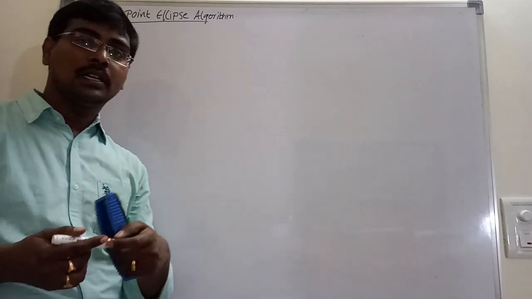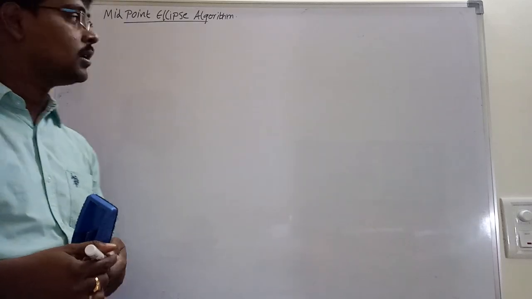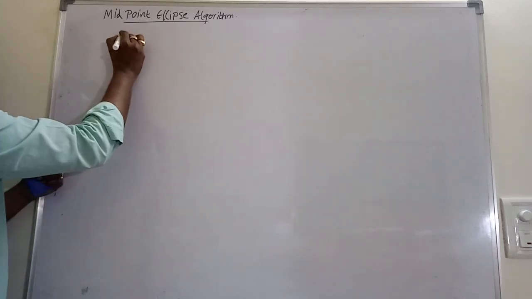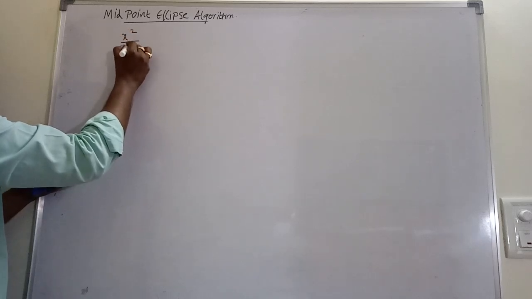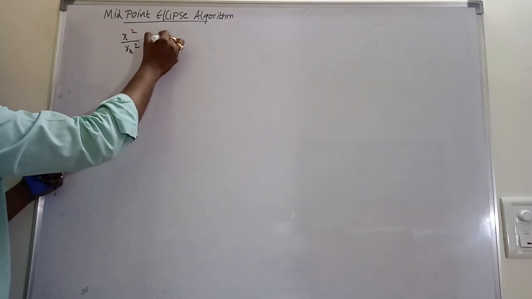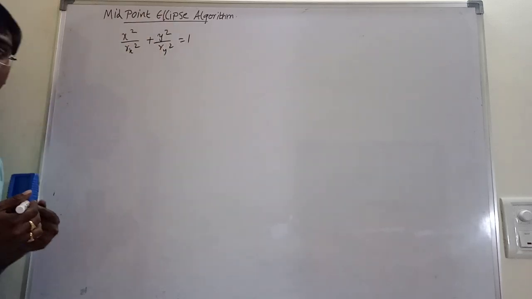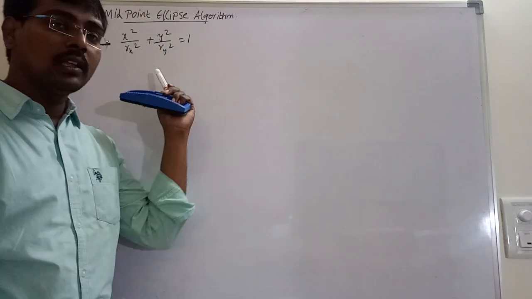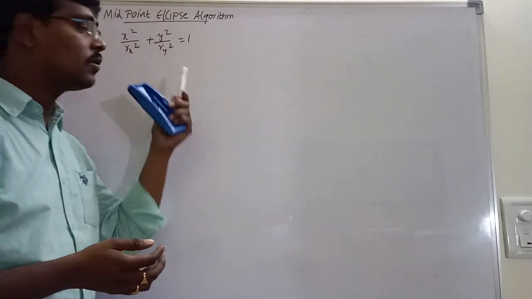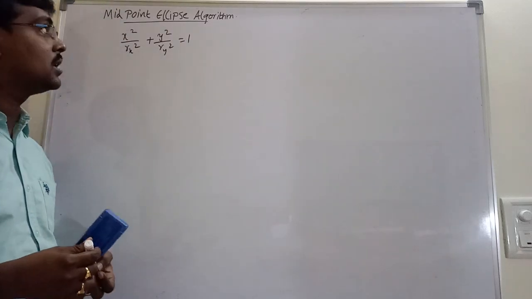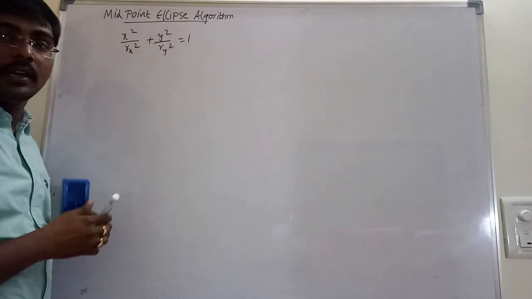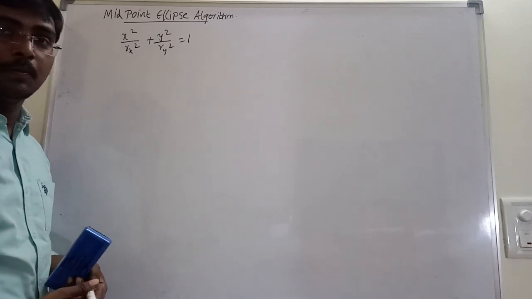Hi friends, today's topic is the midpoint ellipse algorithm. The ellipse equation is x square by rx square plus y square by ry square is equal to 1, where rx is the radius on the x axis and ry is the radius on the y axis. Our concept is that we are drawing the ellipse by using the midpoint.